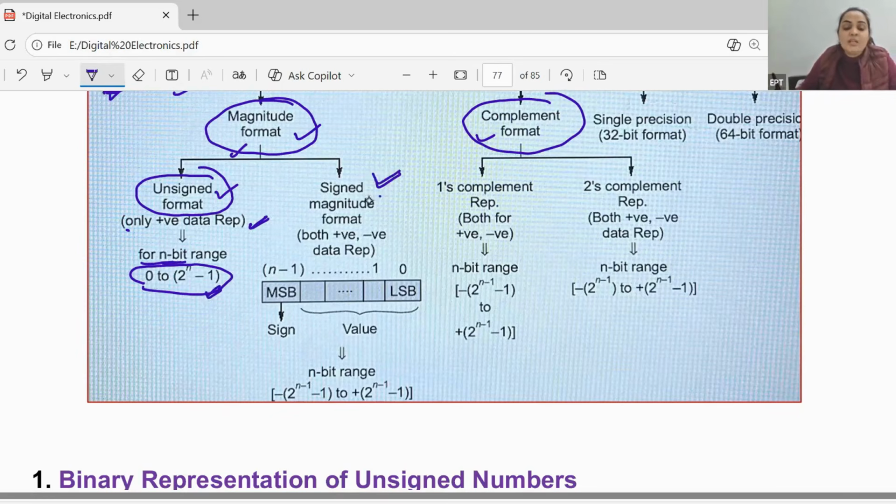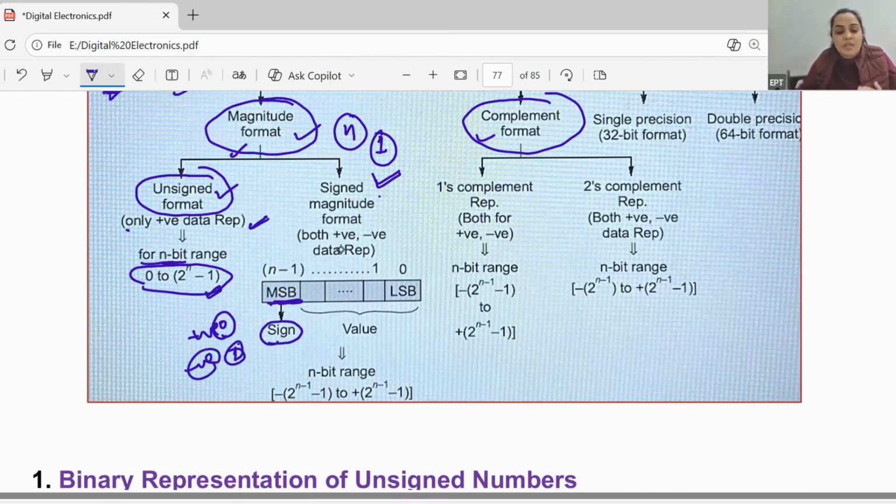Now the next one is sign magnitude. So suppose you have n number of bits, so out of n, one bit will be assigned for the sign only. If this MSB is 0, then your number is going to be positive. If this bit is 1, so your number is going to be negative. And the rest of n minus 1 bits will be used for the data only, to write the magnitude.